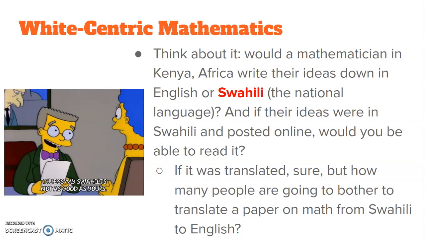Would a mathematician in Kenya, Africa, write their ideas down in English or Swahili, which is the national language? And if their ideas were in Swahili and posted online, would you be able to read it? Probably not, right? If it was translated, you could probably read it, but how many people are going to bother translating a paper on math from Swahili to English?